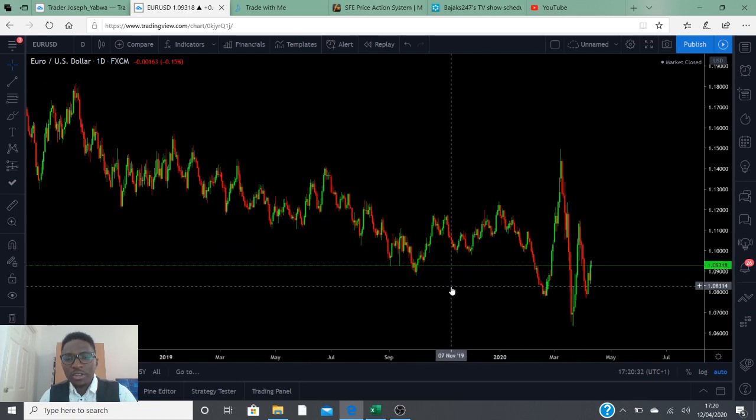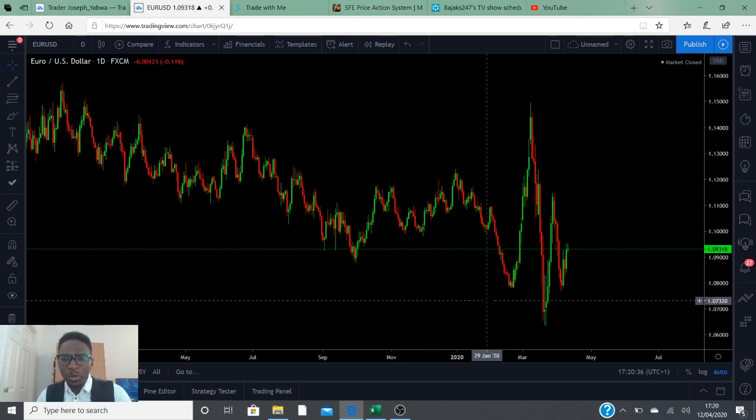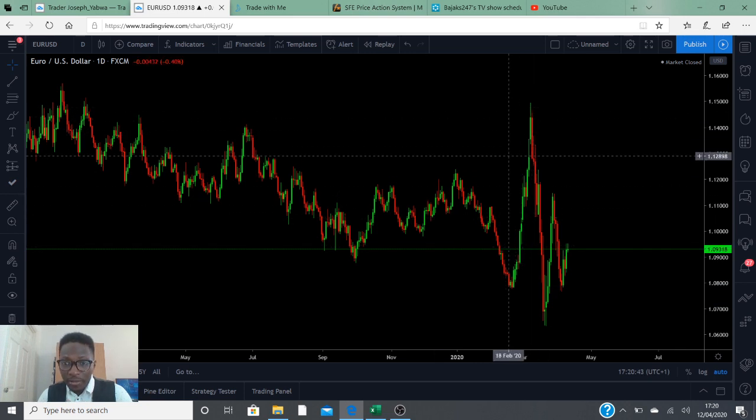But then again, if we try to go a little deeper, let's try to understand why the market did what it did. Why did this move happen? Is it a move that you could have predicted? Could you have seen this move coming? This up move that we had, could you have seen it coming?